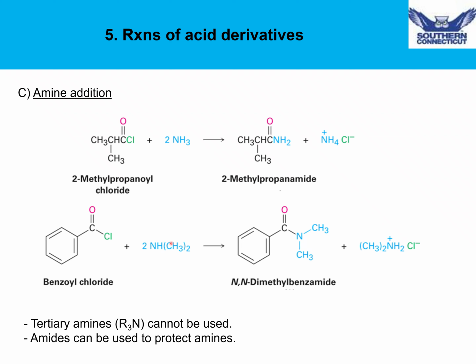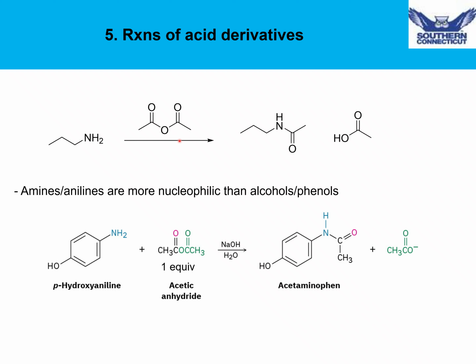As a side note, amides are sometimes used as protecting groups for certain amines. If we have a primary amine, we can react it with an acid anhydride, such as acetic anhydride, and form an amide, as well as a byproduct of a carboxylic acid. So half of the acid anhydride will be eliminated as a carboxylic acid after the nitrogen has attacked one of the carbonyls and eliminated that carboxylic acid.